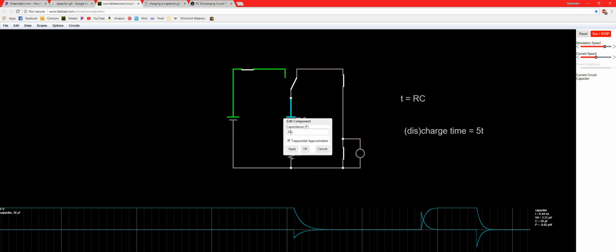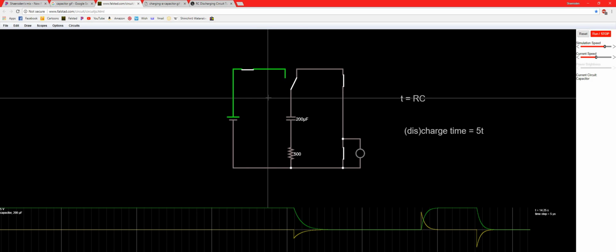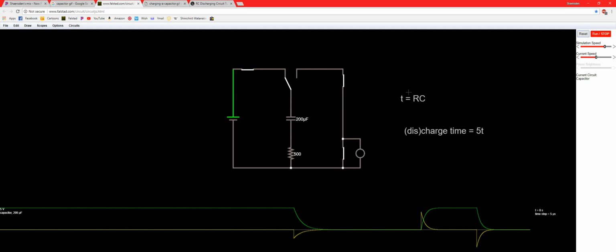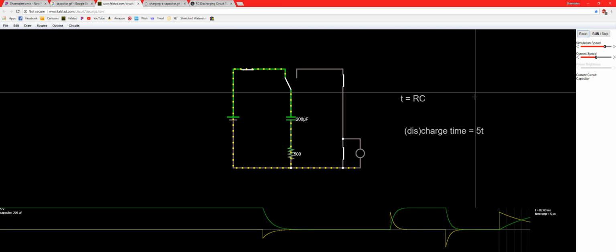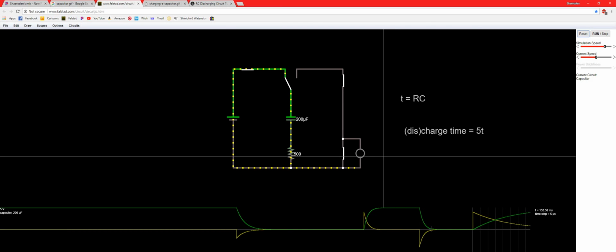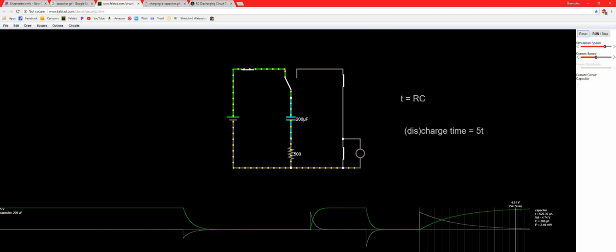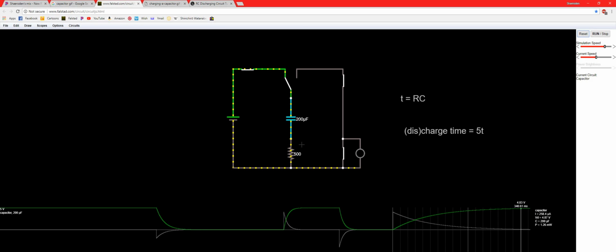So we can increase our capacitance. Now when we increase our capacitance, it will take longer because there is more of a plate to fill, so to speak. Let's see. Run. Okay. So now you can see that our charging time is now a lot longer because there is a bigger capacitor to charge.